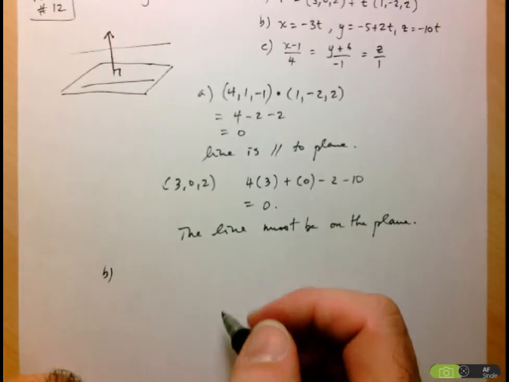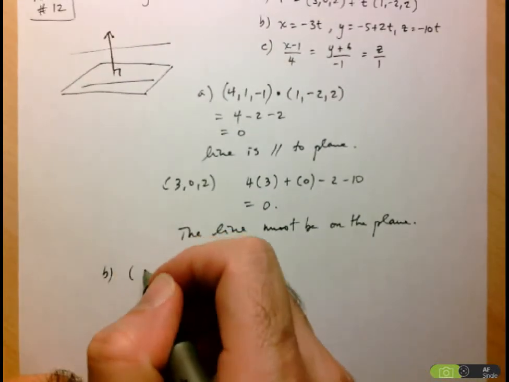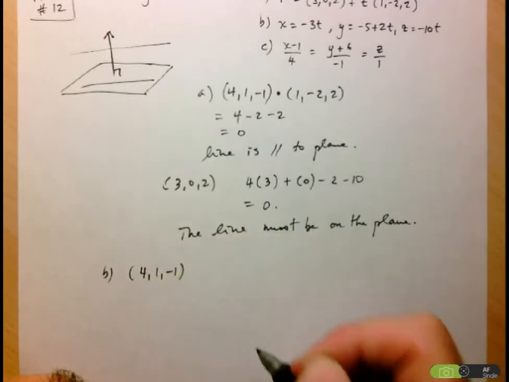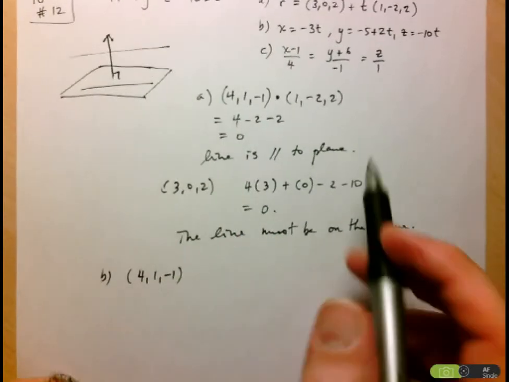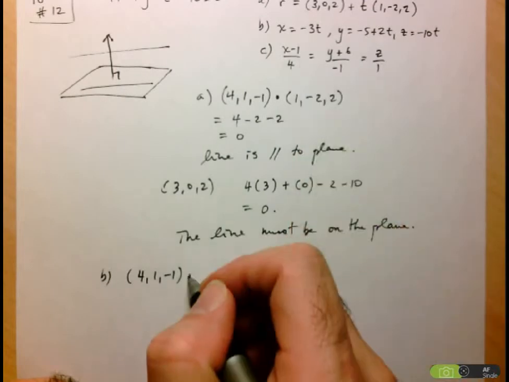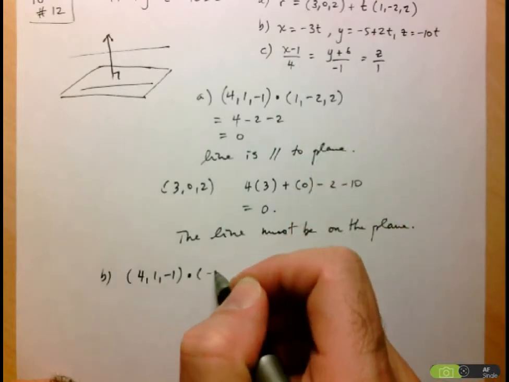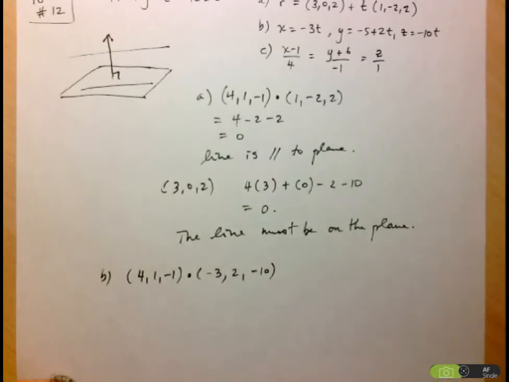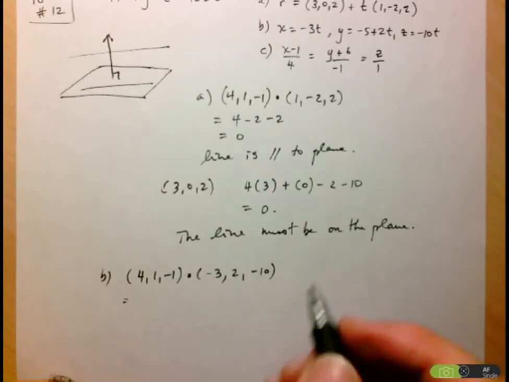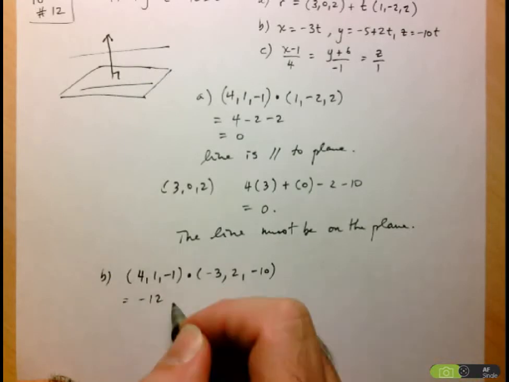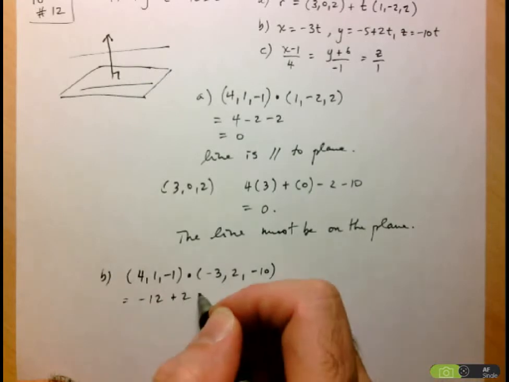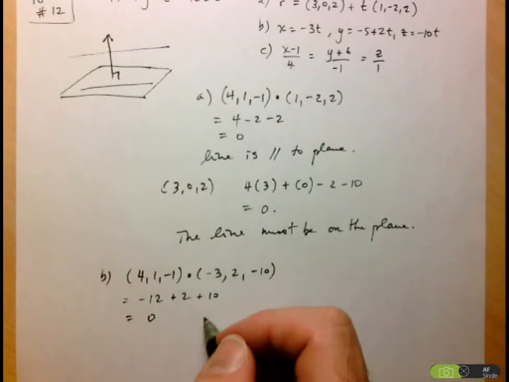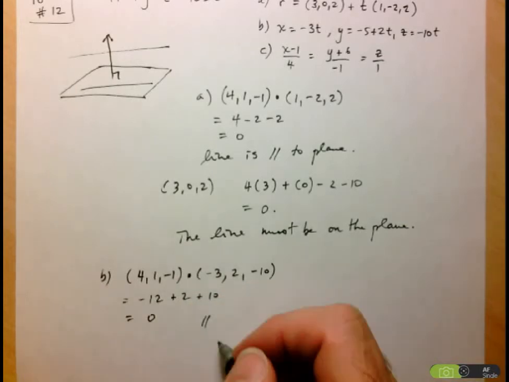Okay, so let's look at part B. So again here I'm going to take the normal vector to the plane, 4, 1, negative 1, and I'll dot it with the direction vector of the second line. So we see that that's going to be negative 3, 2, and negative 10. Okay. So we do this here, and what do we get? We get negative 12 plus 2 plus 10, and that's equal to 0. So that means the line is parallel to the plane.